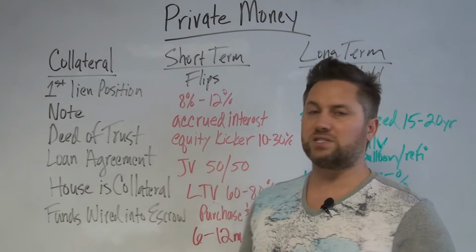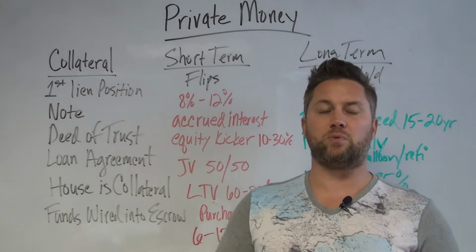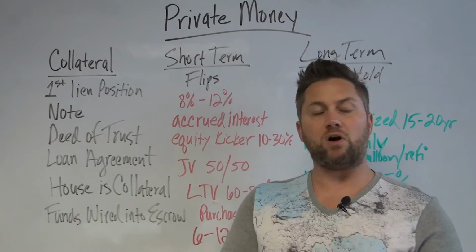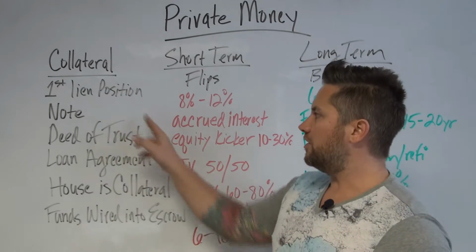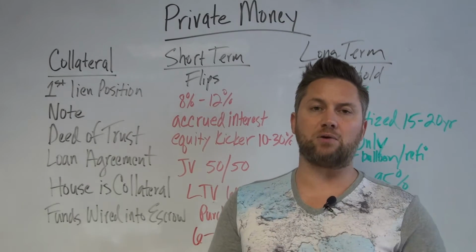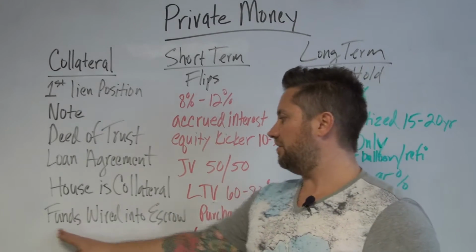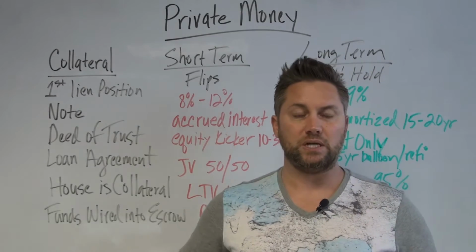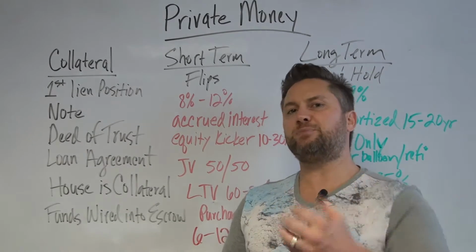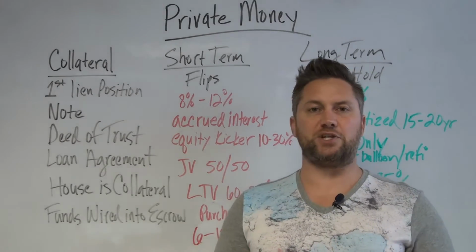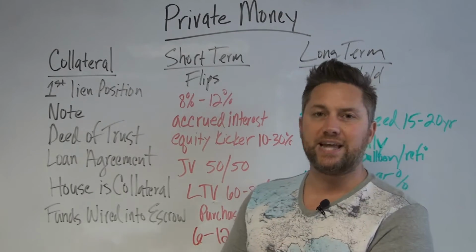So you want to get one of those signed, and that's something that you or your attorney would want to draft up if you don't already have one. Now the note and the deed of trust, the attorney at the title company will draft up. And then once you're ready to close on the property, the funds get wired into escrow. So you're not getting the funds personally, sent into your bank account. You are wiring it into escrow.